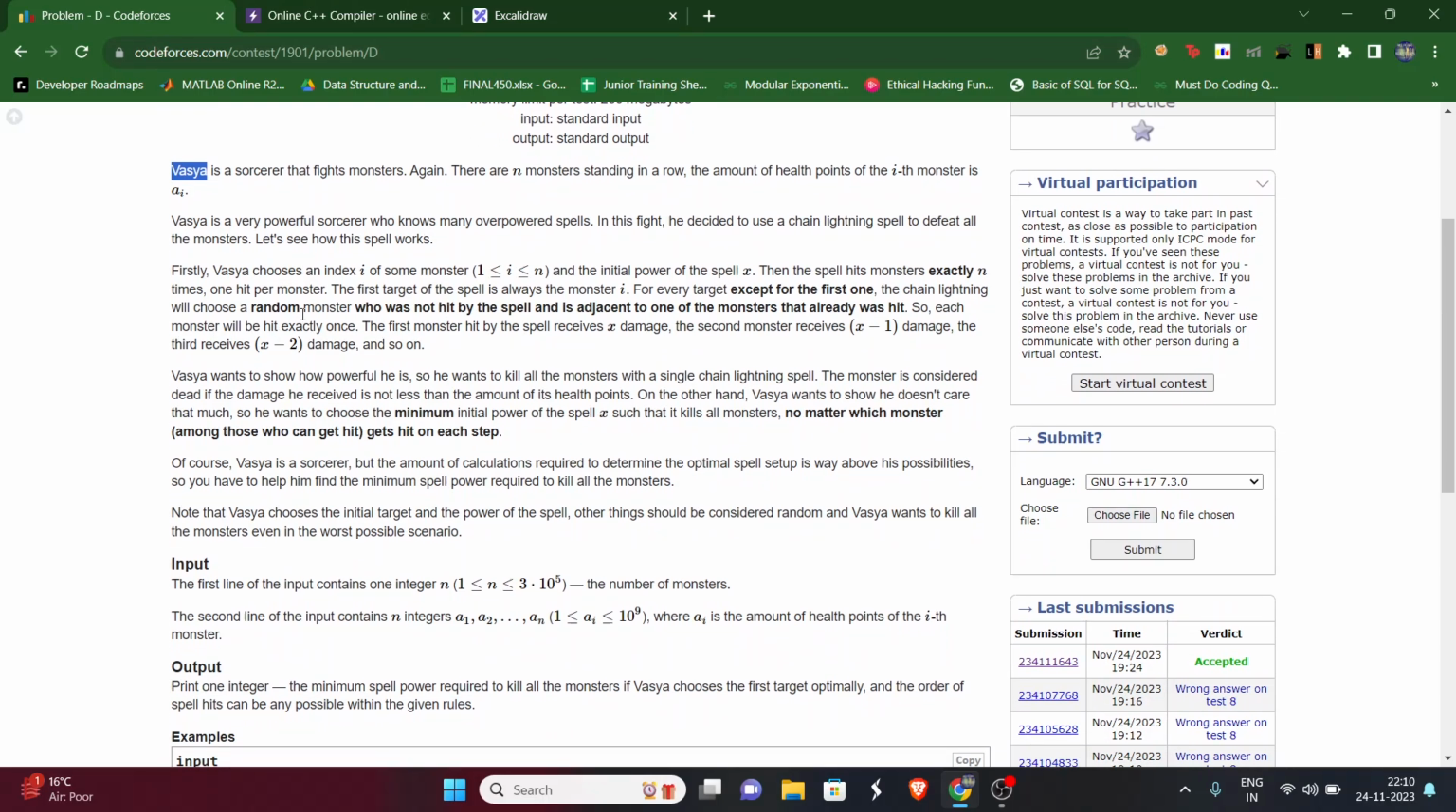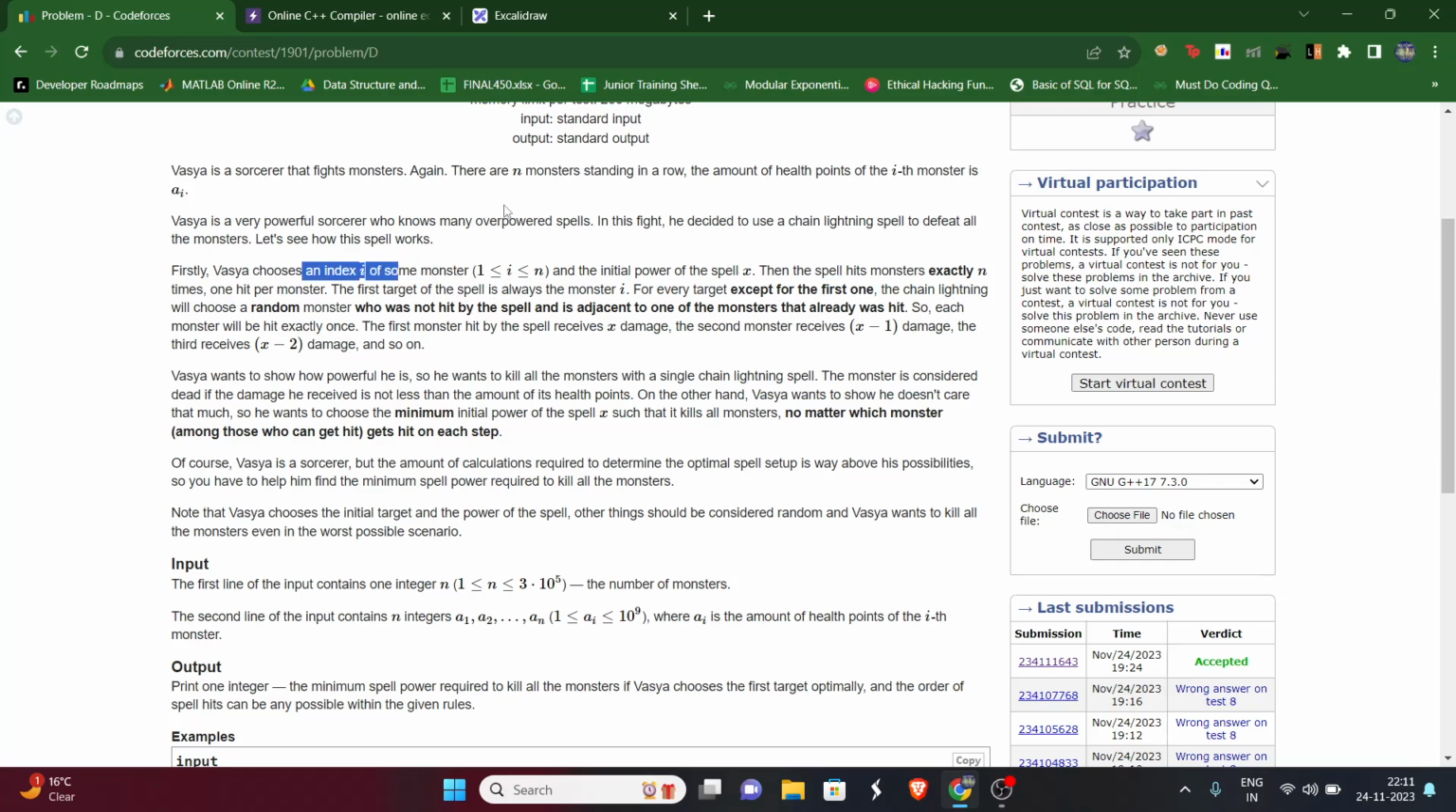So Vasya is a magician, and to kill a monster, he can throw some sort of spell or hit directly with some sort of energy beam. Let's consider something like that. Now he can choose any monster i and hit it.